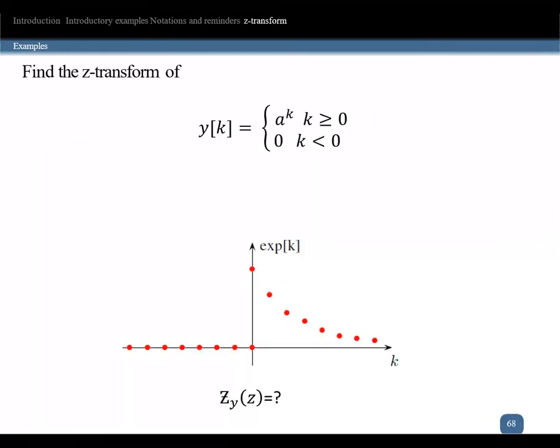How about y[k], which becomes a power k for k bigger than or equal to 0, and becomes 0 for k less than 0? How can I find the Z transform? For finding the Z transform of any signal, you put it in the definition of the Z transform. The definition of the Z transform for me becomes the sum for k equal to 0 to infinity. My signal is a power k, times z^-k.